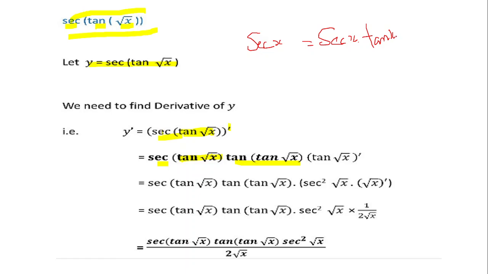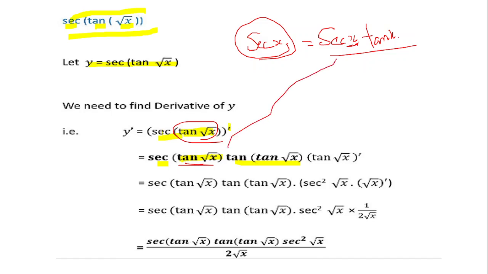Clear? I am not using a digital board, I am writing directly. So secant x differentiation is nothing but secant x into tan x. So in place of x I am having tan root x. You can see here, instead of x I am writing tan of root x because I am having tan root x. So same formula, secant x differentiation is secant x into tan x. Instead of x I am using tan root x, that's all.